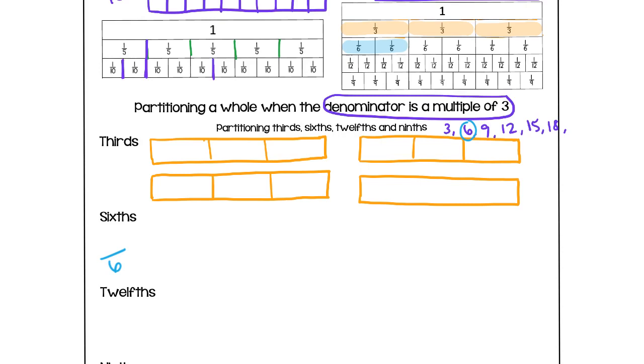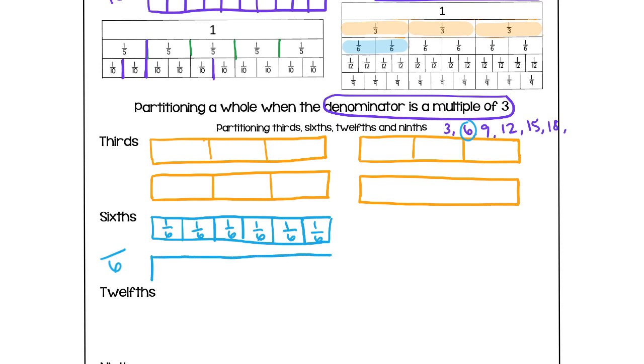So when I draw my whole, I can partition it into thirds, as long as I partition my thirds well. And then I can say, all right, 1/3 is the same as 2/6. 1/3 is the same as 2/6. 1/3 is the same as 2/6. Now I have 1/6, 2/6, 3/6, 4/6, 5/6, 6/6. Woohoo!